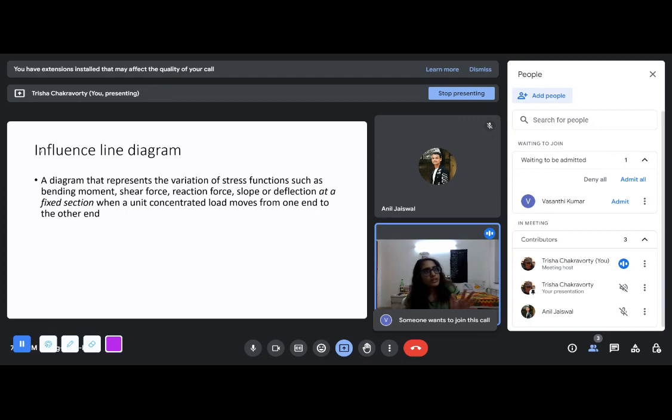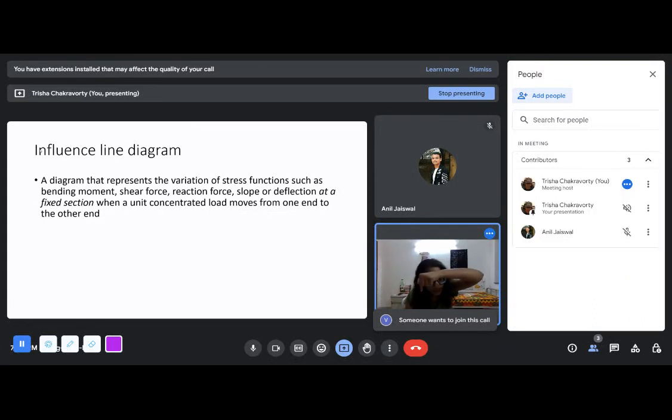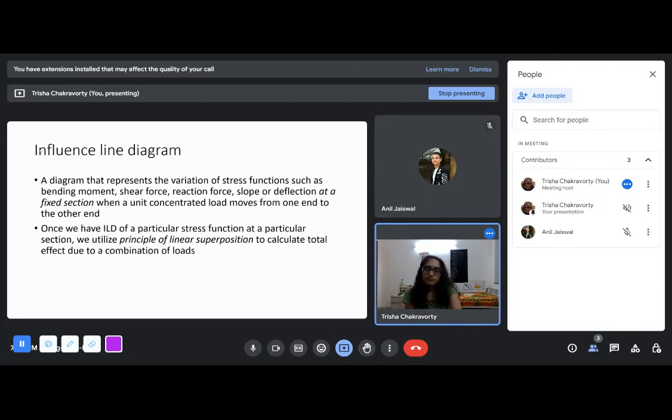In a bending moment and shear force diagram, the pattern of the force is fixed, and we draw the variation of the bending moment along the beam. Here we fix the section while we move a concentrated load from one end to the other. The load is at the leftmost point, then we move it towards the right till it reaches the other end, and that is how the influence line diagram varies. An example will make it clear.